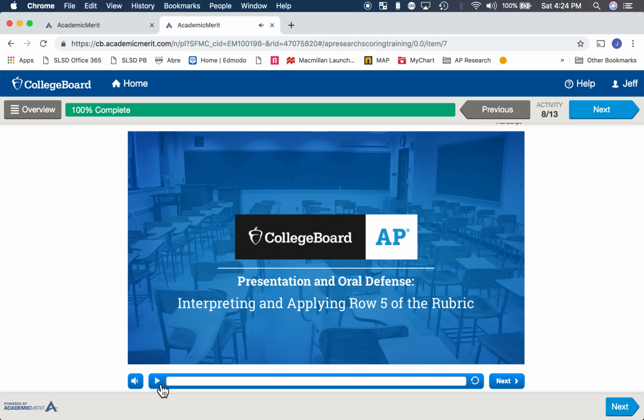As a reminder, rows 5 through 7 are the oral defense portion of the AP Research presentation and oral defense. Components of the presentation cannot be used to score oral defense components in rows 5 through 7, and components of the oral defense cannot be used to score presentation elements from rows 1 through 4.